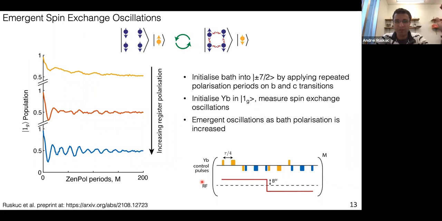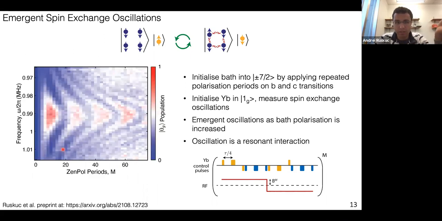With the vanadium register polarized, we can then initialize the ytterbium into the spin-up state and undergo these coherent spin exchange oscillations. We do this first in the yellow trace, for the case with a fully unpolarized vanadium ensemble, and we see pretty much just exponential decay with almost no coherent population exchange. However, as we gradually increase the degree of polarization of these vanadium spins, going from yellow to red to blue, we observe an emergence of these coherent spin exchange oscillations.